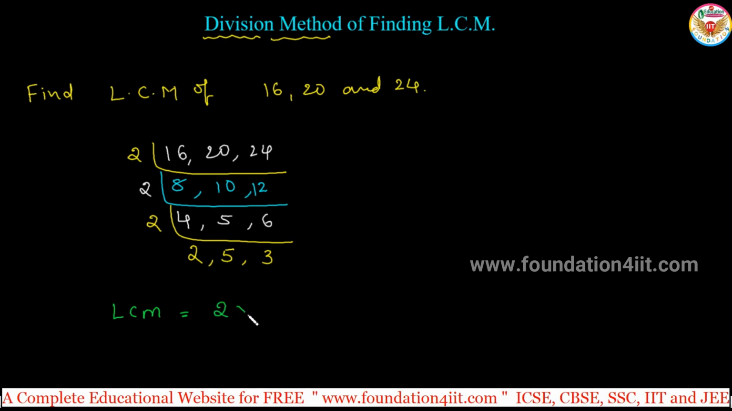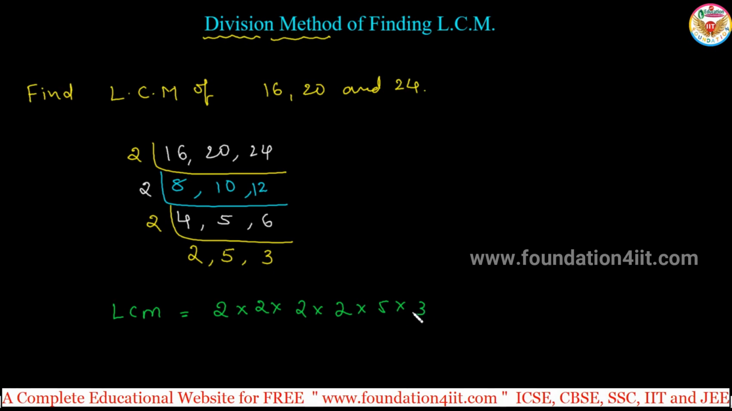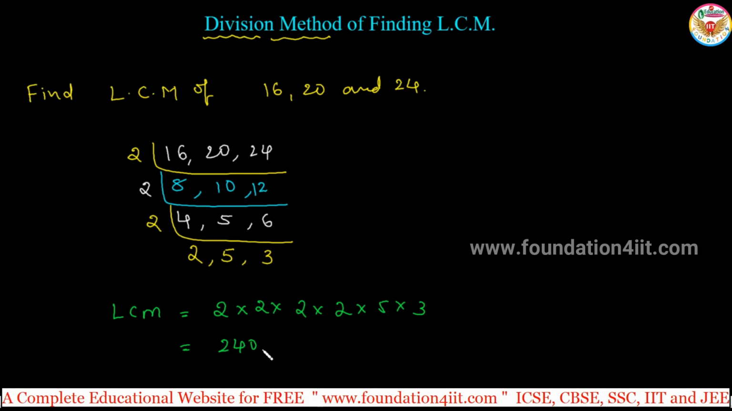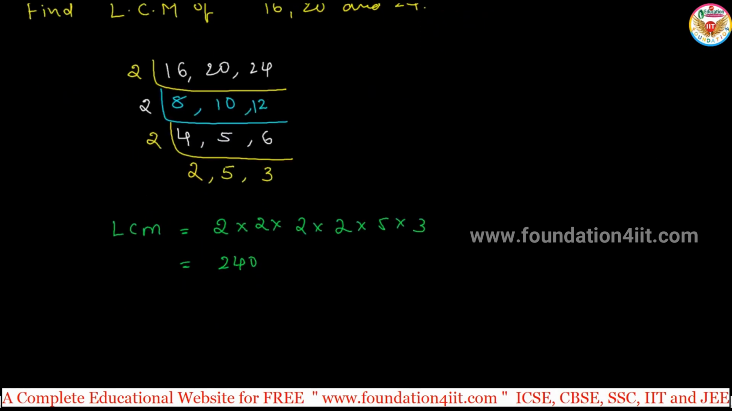So now the answer is 2 into 2 into 2, these three again, continue, 2, 5, 3. 2 into 5 into 3. You can multiply all of these. The product of all the divisors and the numbers obtained in the last line will be the required LCM. So that is 240, just multiply. So this way we can find the LCM using this division method, right? And using this division method concept you'll get some other types of questions. I'll show an example.